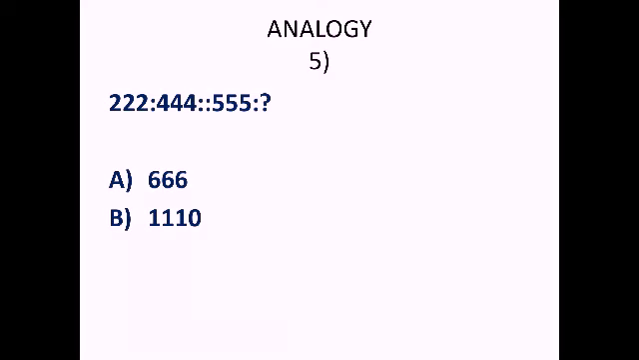For example, 222 and 444 is a pair. Now 555 and that question mark, the number that will come in place of the question mark, it is another pair. Now in analogy, what you have to do is, there is a particular relationship or a similarity between the first pair. So you have to first identify what is the relationship between the numbers in the first pair, that is 222 and 444.